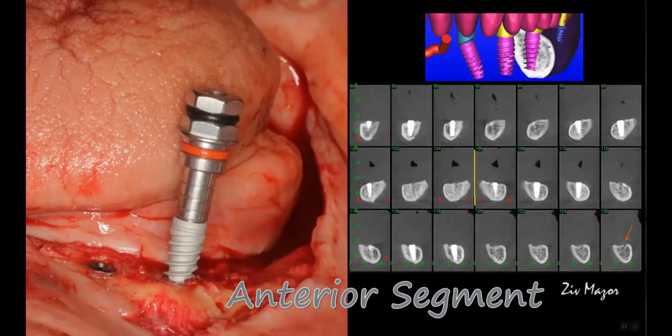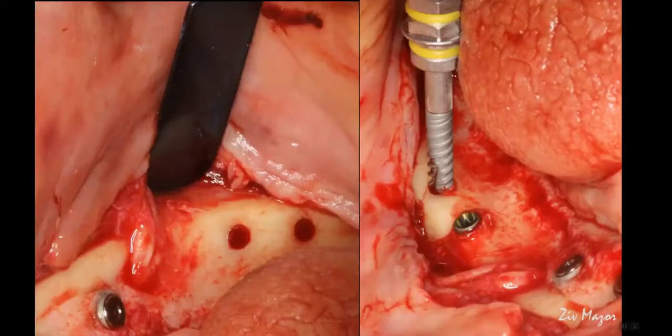In the anterior segment, we can place the implants exactly as planned, right in the middle of the ridge. While in the posterior segments, and here you see beautifully where the nerve is, how it comes out from the ridge. So those are the anterior implants, and those are the 2 osteotomies which will be made laterally to the nerve.